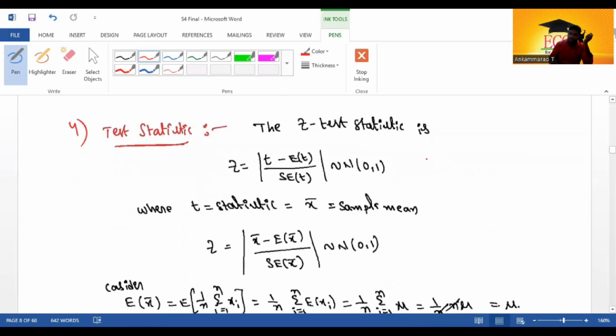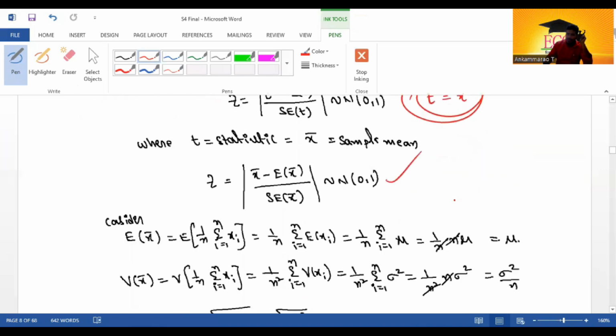Here t is the test for single mean, కాబట్టి t equal to x bar only. Taking x bar, so x bar minus expectation of x bar by standard error of x bar follows N of 0,1. Here we need to find the expectation of x bar. Here xi follows the N of mu comma sigma square. అలాగే then x bar follows the normal distribution with mean mu and variance sigma square by n అని చెప్పాను.